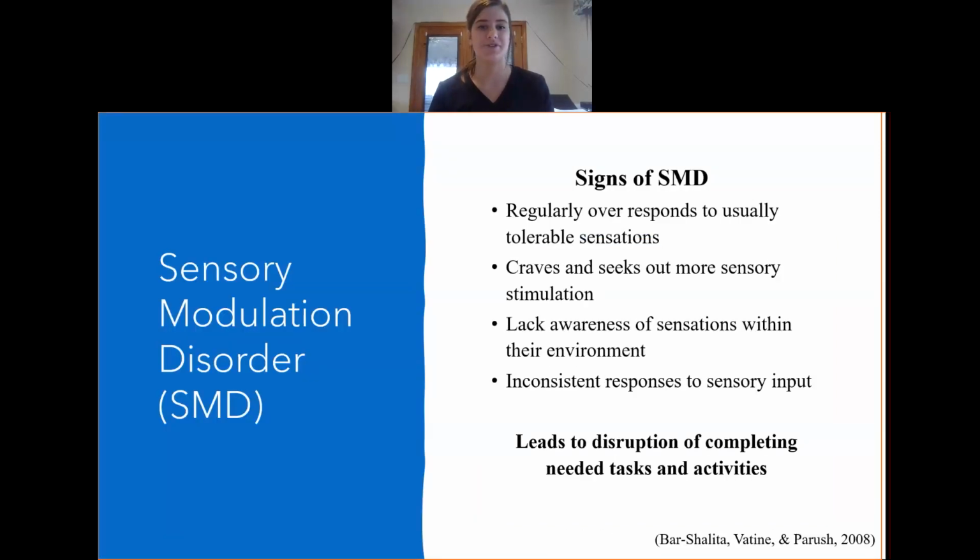So some signs of sensory modulation disorder are being too responsive to usually tolerable sensations, craving and seeking out sensory input, lacking awareness in their environment, and being inconsistent with sensory responses. So how they may respond one day to a sensation may not be how they respond the next day to that same sensation. All these signs lead to disruptions in whatever task they're trying to complete.